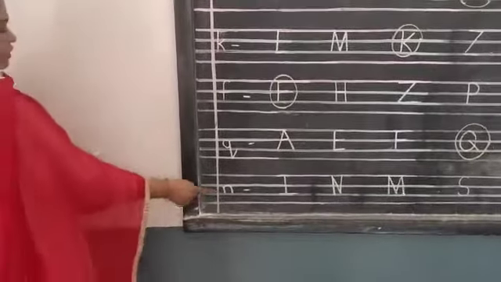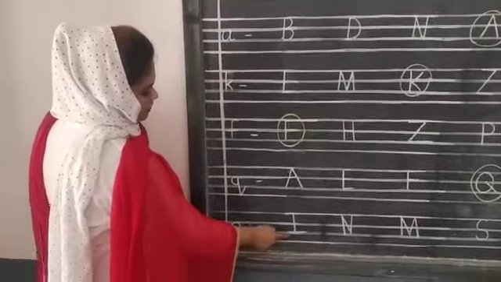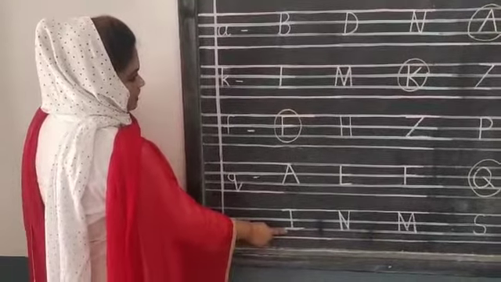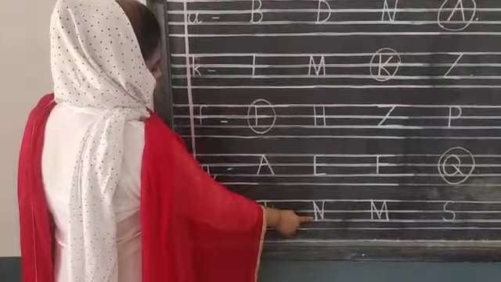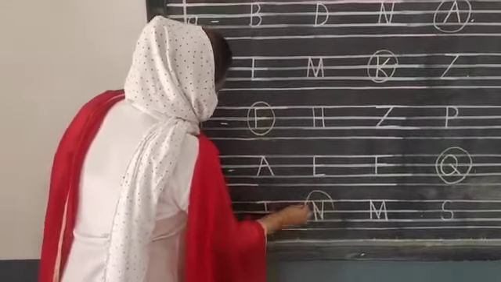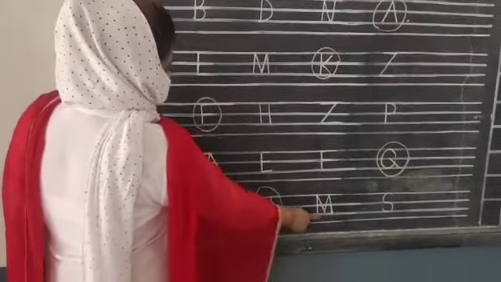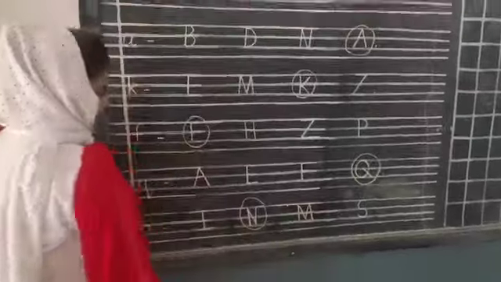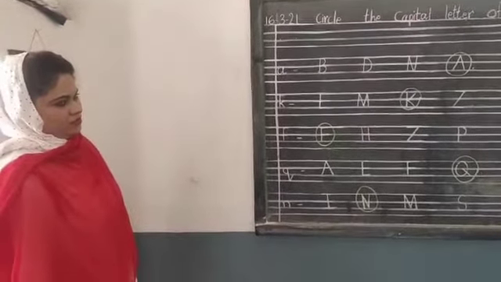Next. What letter is here? Small a. Now search for capital A. What letter is this? Capital I. This is capital A. So what you have to do? Circle it. What letter is this? Capital N. And this is capital A. In this way, you are going to do it in your classwork.